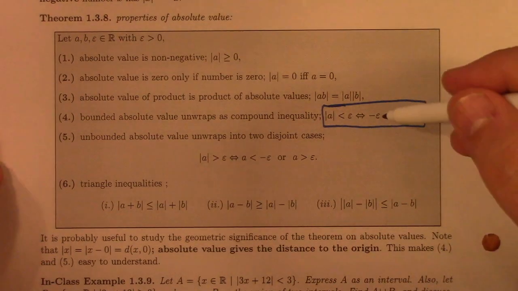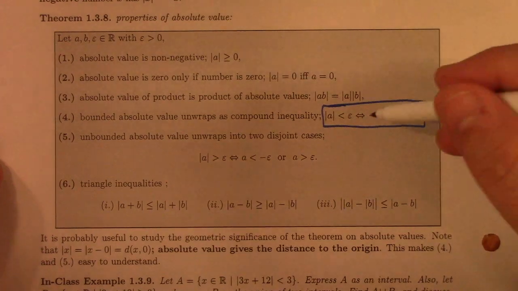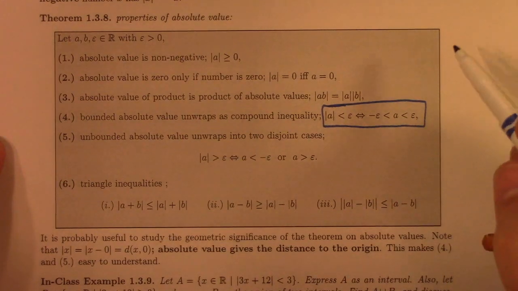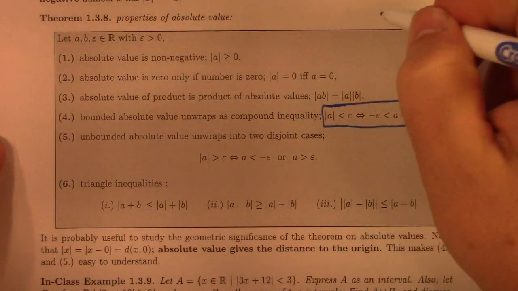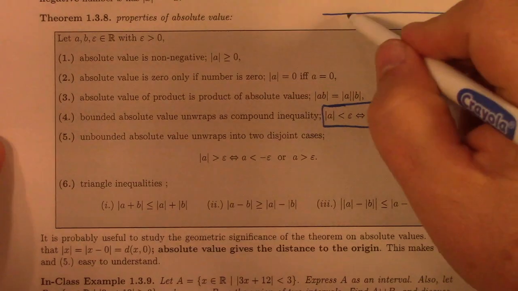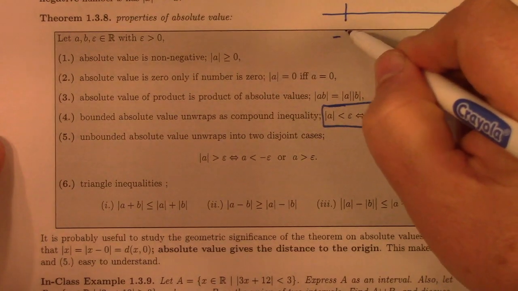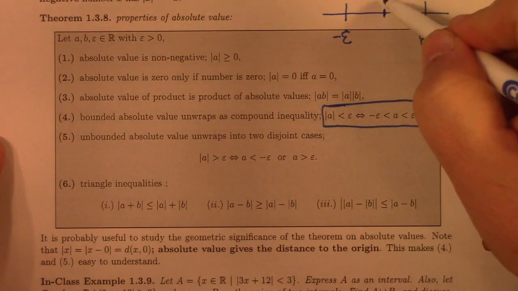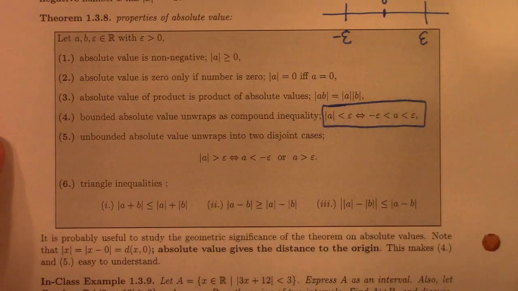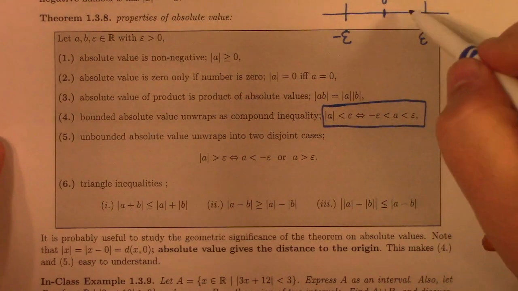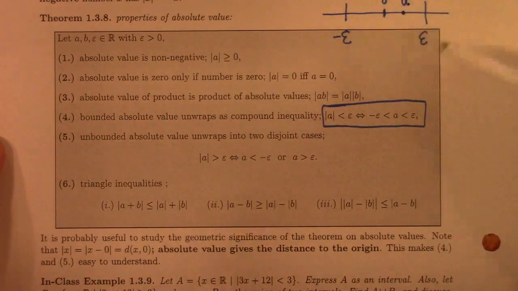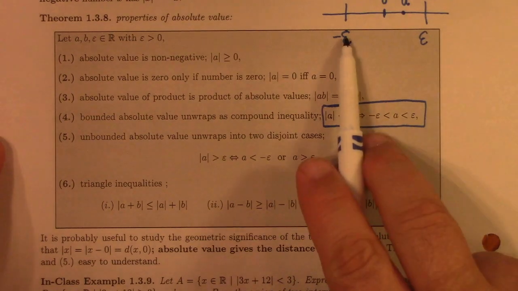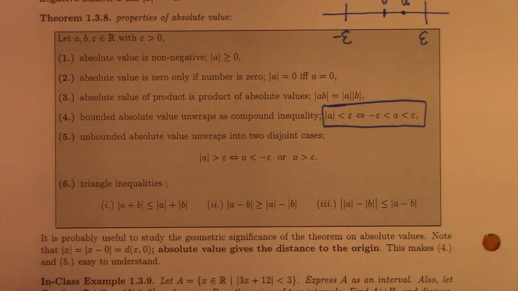If and only if minus epsilon is less than a is less than epsilon. Now that makes perfect sense if you just think about it. If I was to draw the number line, here's minus epsilon, and here's epsilon, and here's 0. And we've got the absolute value of a. What is that? That's the distance from 0 to a. And this is saying that if the distance from 0 to a is less than epsilon, a has to be between minus epsilon and epsilon. Well, of course that's true.